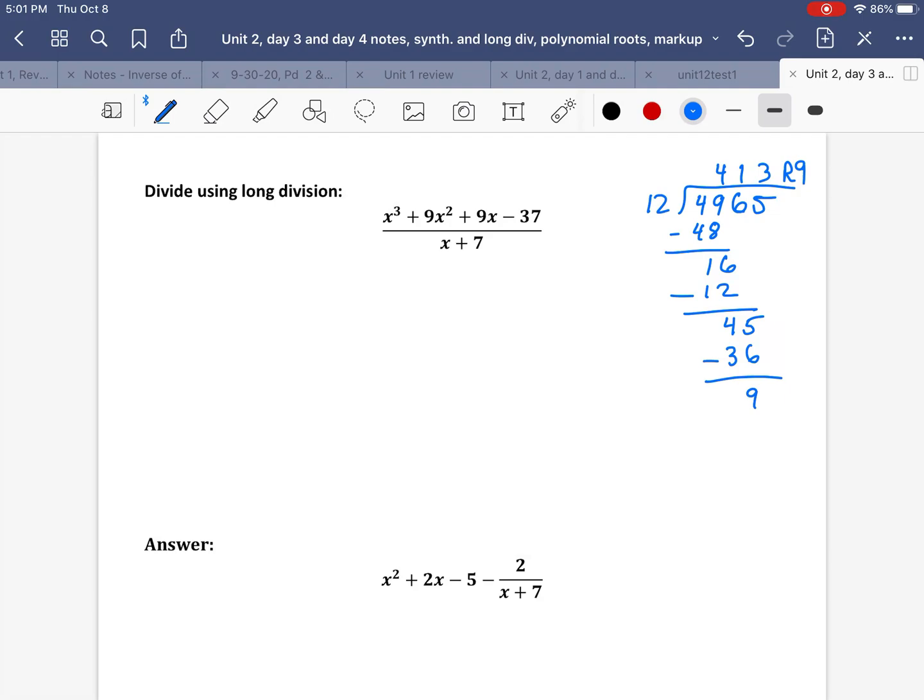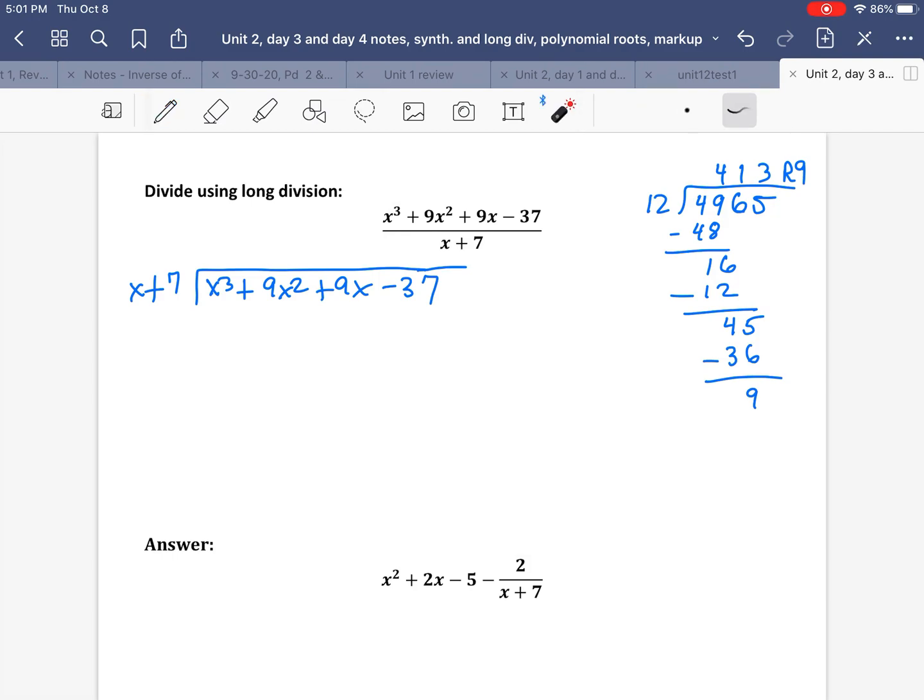All right, so just remember that process of seeing what it takes to turn this into that, putting it down here, subtracting, and then bringing down the next term, okay? All right, so here we go. So x plus 7 is being divided into x to the 3rd plus 9x squared plus 9x minus 37. Now there's nothing missing, or I would have put some zeros in there, but there's nothing missing. All right, so this looks horrible, but it's not that bad.